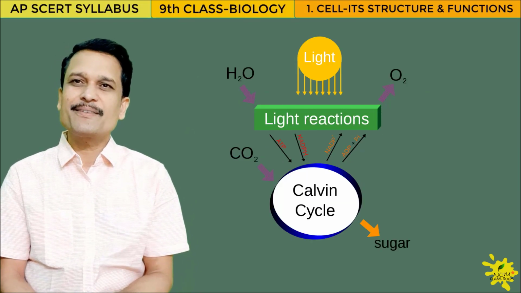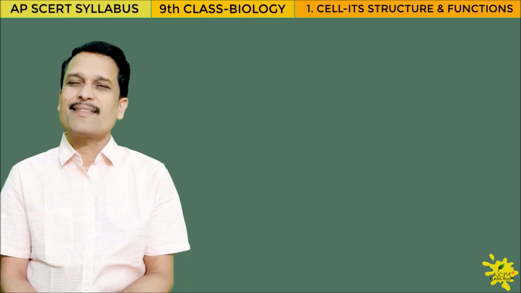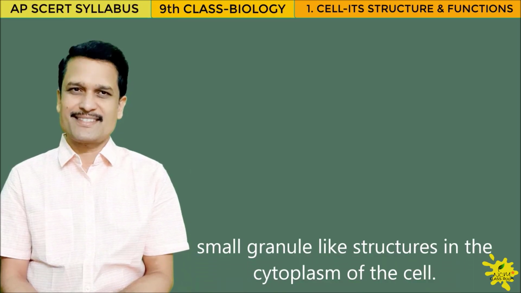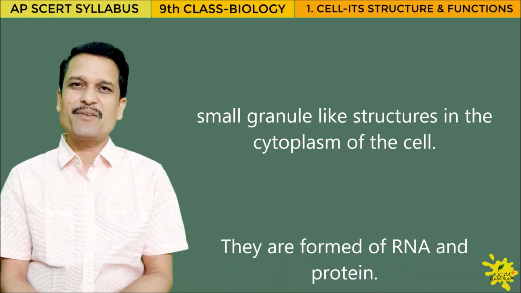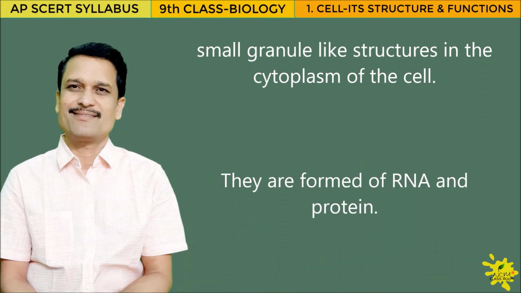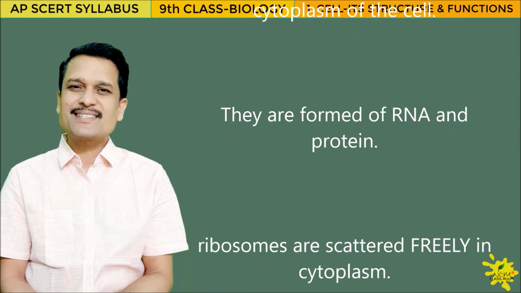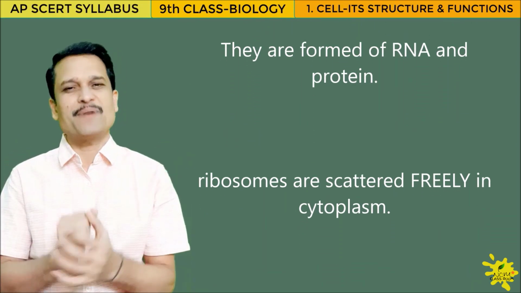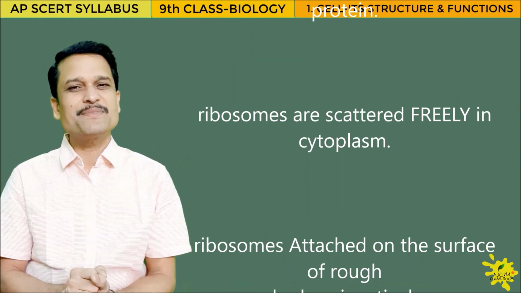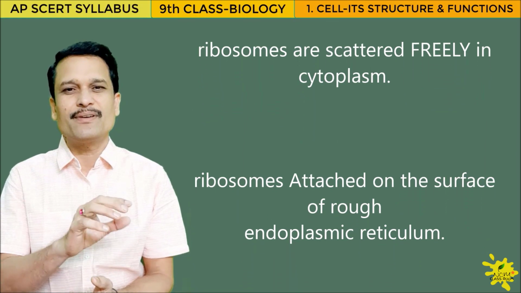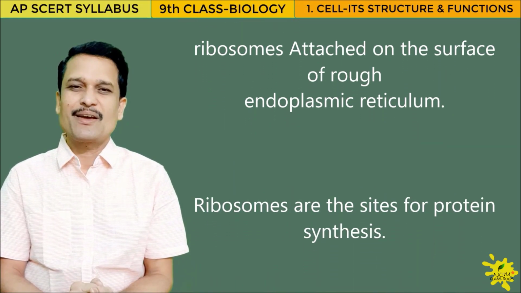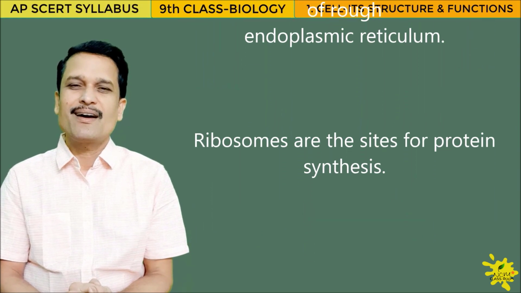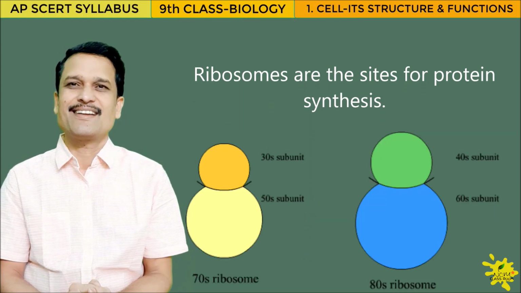Another topic is ribosomes. They are small granule-like structures in the cytoplasm of the cell. They are formed of RNA and protein. Ribosomes are scattered freely in the cytoplasm. Ribosomes are also attached on the surface of rough endoplasmic reticulum. Ribosomes are meant for protein synthesis.